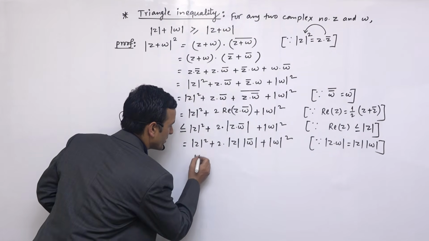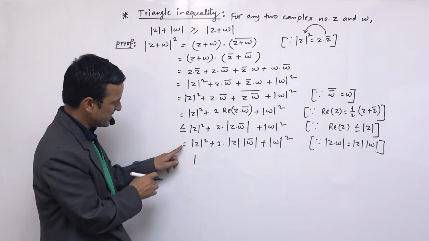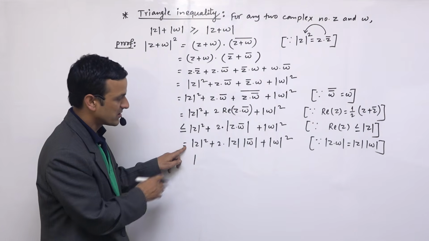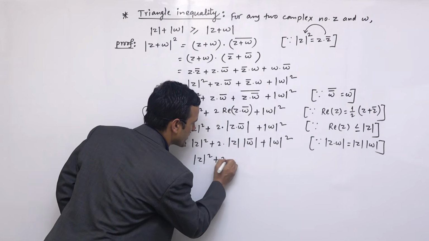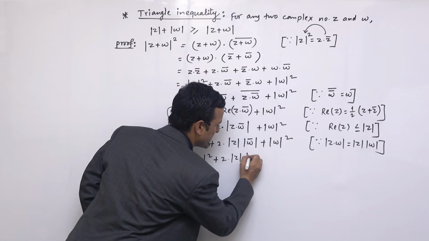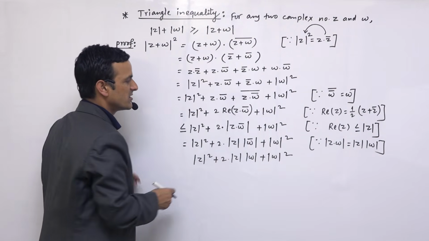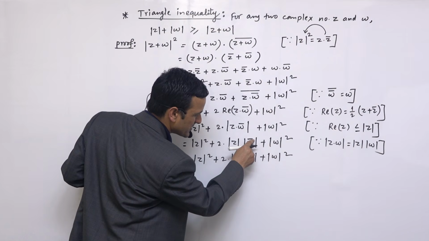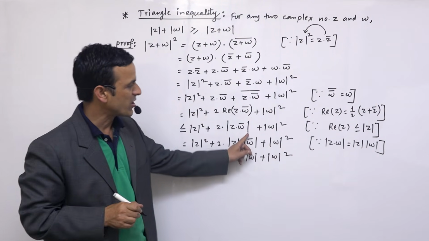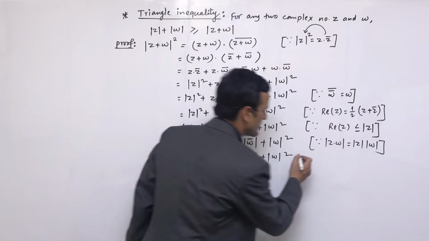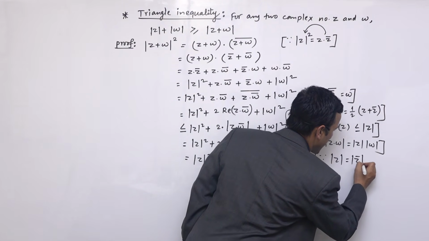So this expression and this expression are equal. That's why write down equal, not greater than, not less than. So modulus z squared plus 2 times modulus z modulus w plus modulus w whole squared. So we can remove this conjugate. So this will also be equal. The conjugate can also be removed because we have the result that modulus z means modulus z bar.